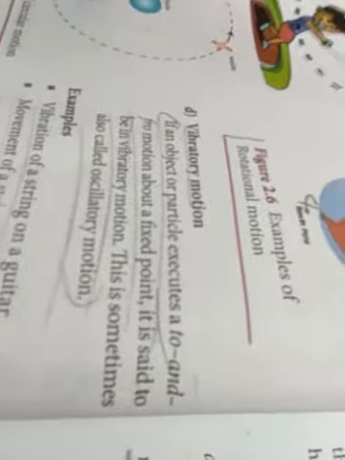Next, vibratory motion, which is to-and-fro motion. If an object or particle executes a to-and-fro motion, moving forward and backward about a fixed point, it is said to be vibratory motion. This is sometimes called oscillatory motion.